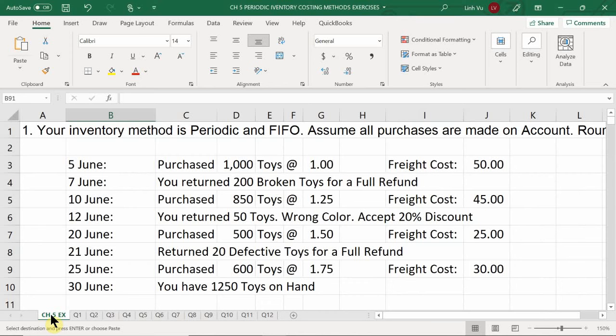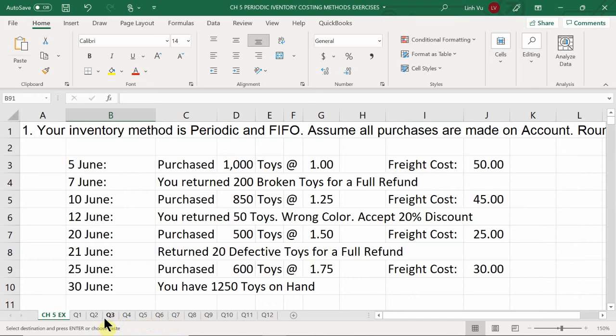So in this case, the assumption here is going to be from the previous batch that we purchased. So in this case, the 850 batch that we purchased. Okay? So in this case, go ahead. So then the 50 toys would be at the $1.25, which is $62.50. Correct. Minus the 20% discount makes it $50. $50. Okay, let's go ahead and calculate that.